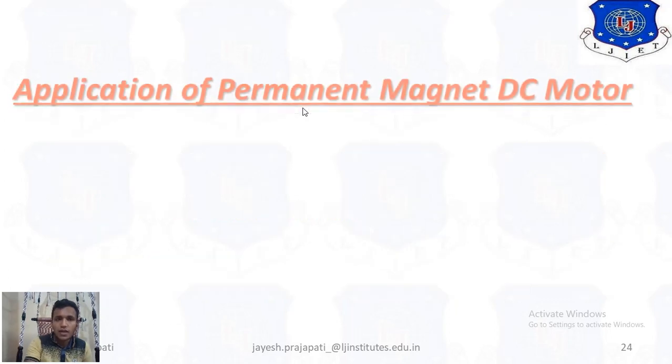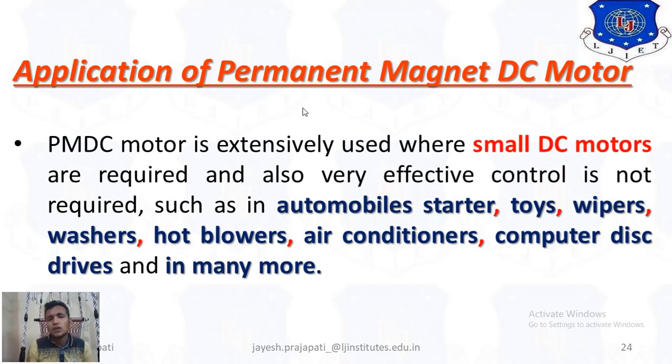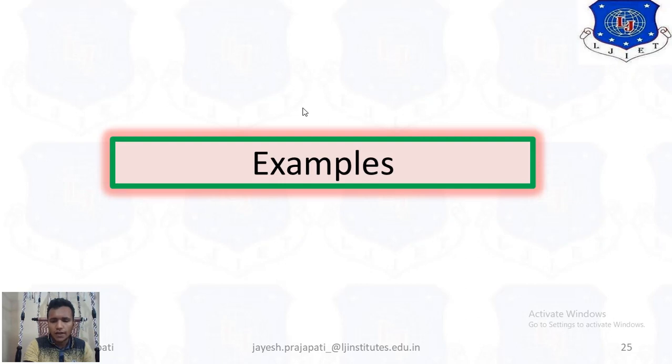Now we have to discuss the applications of the permanent magnet DC motor. The PMDC motor is extensively used where very small DC motors are required and effective control is not required. So it can be used in toys, wipers, automobile starters, washers, hot blowers, air conditioners, computer disk drives, and many more. So that is the topic we had to discuss in this chapter number 2. Now we will also discuss one example.